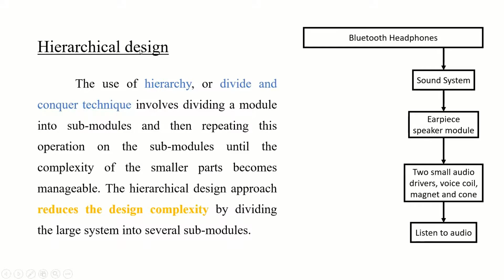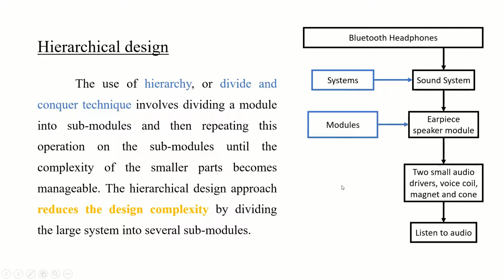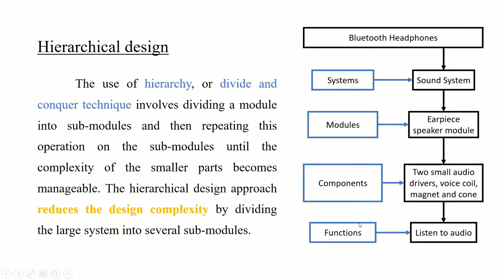For hierarchical design, the use of hierarchy or a divide and conquer technique involves dividing a module into submodules and then repeating this operation on the submodules until the complexity of the smaller parts becomes manageable. As we can see, the sequence goes from systems to modules, then to components, and lastly to functions. It means that the analysis is getting much simpler and more manageable. The hierarchical design approach reduces the design complexity by dividing the larger system into several submodules. By following the direction of this arrow, it can be observed that the complexity of this overall design is decreasing.